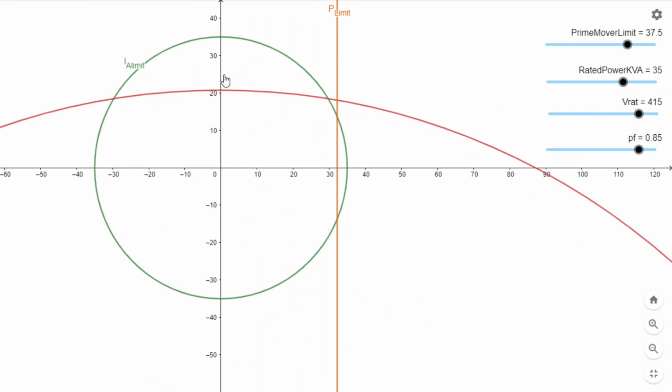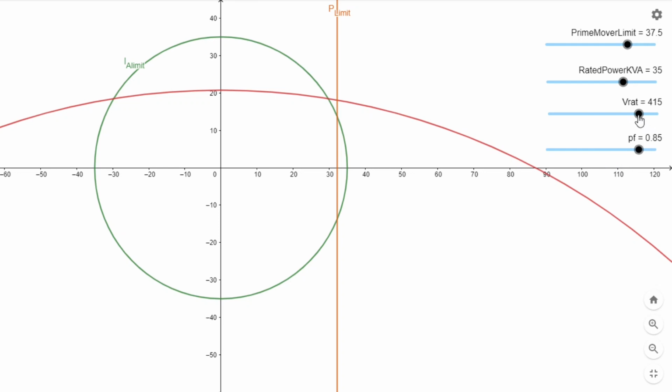So now what the generator can supply is the area within this particular part, the intersection of these three limits. So there's a line limit of physical power, there's a circle limit of the field current, which is the voltage, and there's a limit of the stator. Now practically these ratings are indicated through these four quantities.